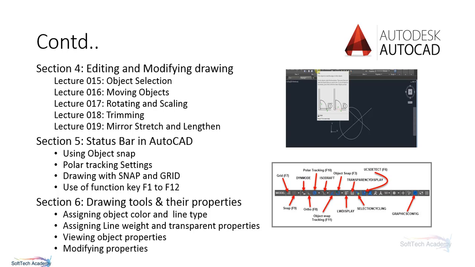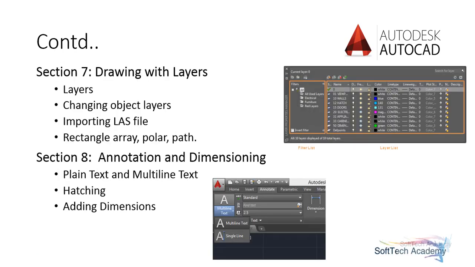From that status bar, we can utilize snapping, polar tracking settings, and drawing with snap and grid, and we can utilize different function keys like F1 to F12, which is also shown here. In section 6, we have drawing tools and their properties. We will assign object color, weights, and some properties, and we'll modify the properties. Section 7 is drawing with layers. We will have multiple layers of design, and we'll also import alias files, rectangle, array, polar, etc.